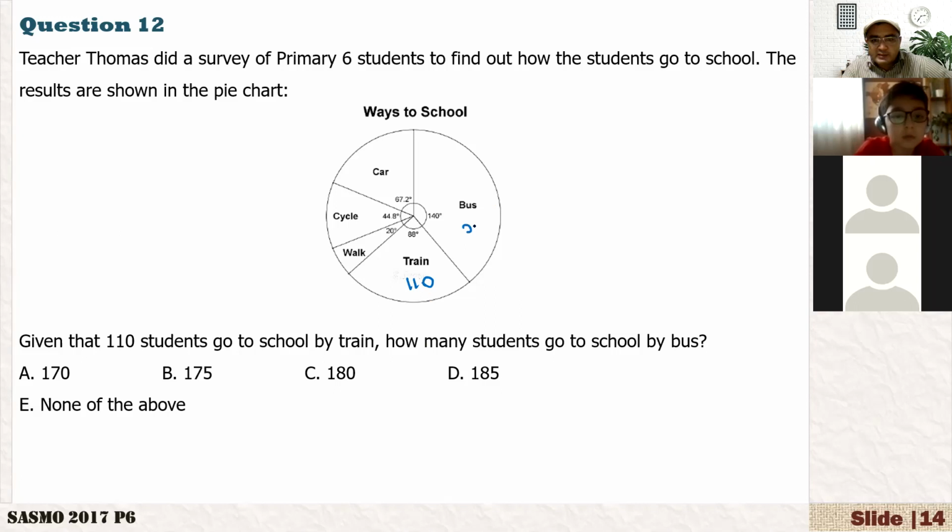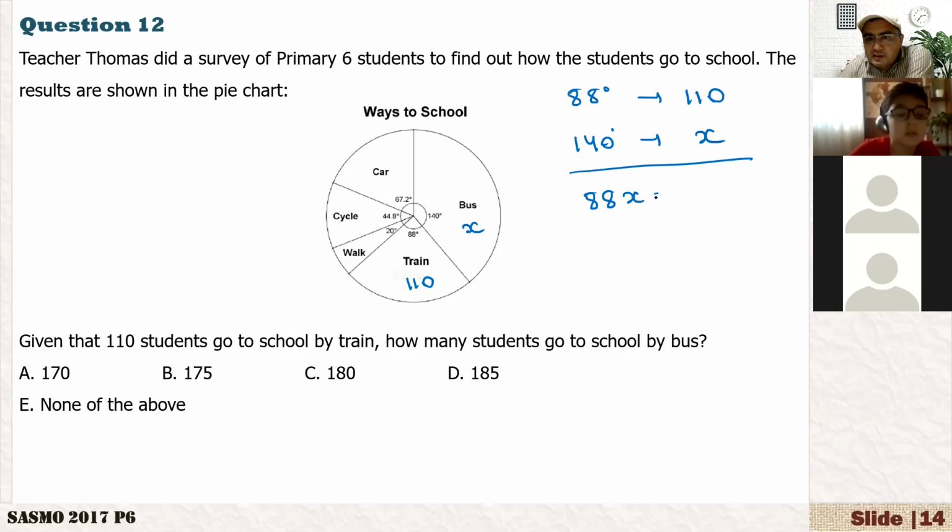Let's say X students go to school by bus. My answer is E, none of the above. Really? Yes. So let's see. 88% is 110. And how about 140%, how many does it represent, by bus? If you cross multiply, no, my answer is B.